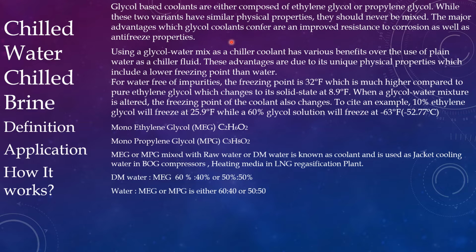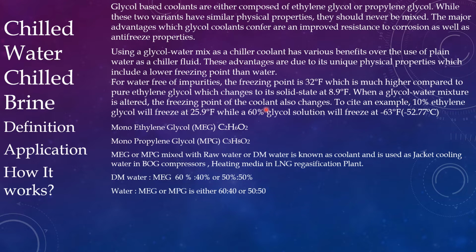It can be mixed with raw water or DM water and can be used as coolant. Using a glycol water mix as a chiller coolant has various benefits over the use of normal water as a chiller fluid. The advantages are due to its unique physical properties which include a lower freezing point than water. Water free of impurities, the DM water, will freeze at 32 degrees Fahrenheit, which is much higher compared to pure ethylene glycol which changes to its solid state at 8.9 degrees Fahrenheit.